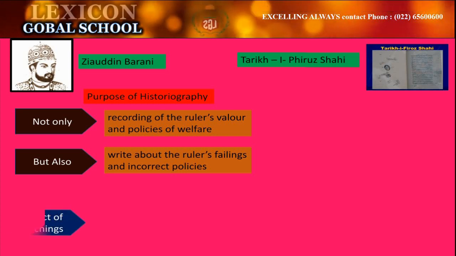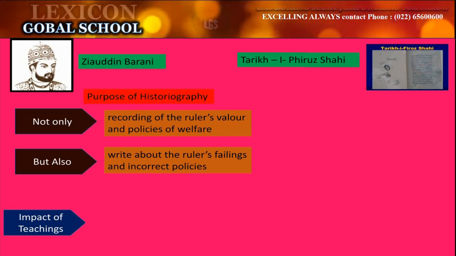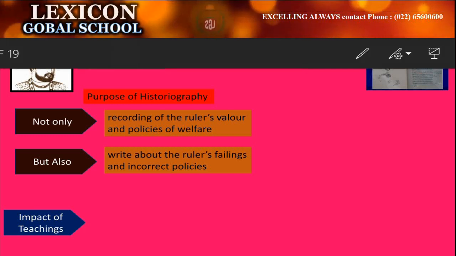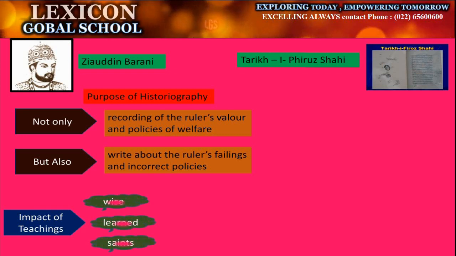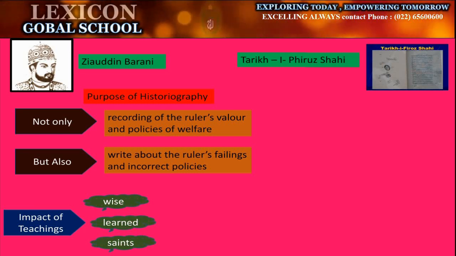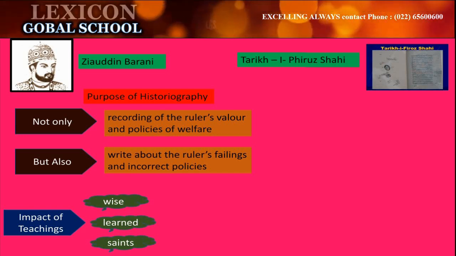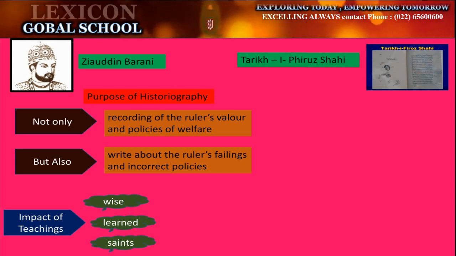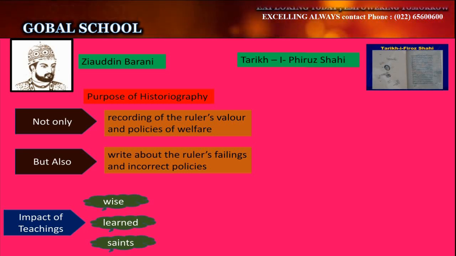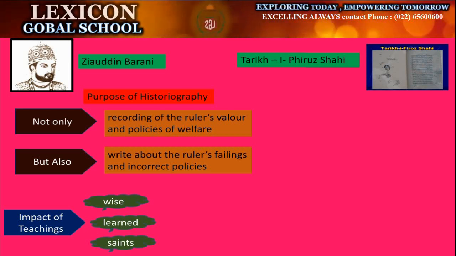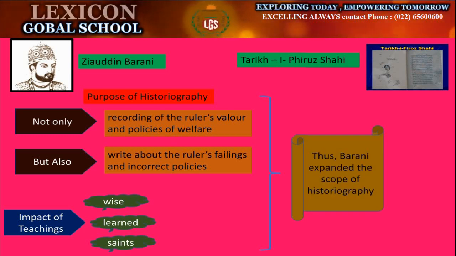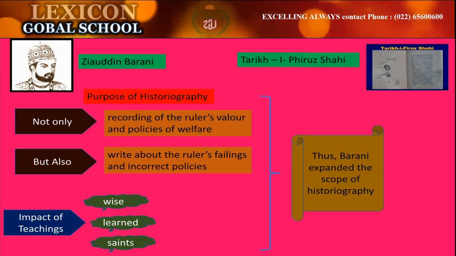And one more thing he mentioned, that history or historiography should also mention the impact of the teachings of the wise, the learned, and the saints on the cultural life of the people. What did he say? That during that particular time there were many wise men, learned men, and saints. All these people were trying to teach the common man. So history must also mention all these people. What was the impact of their teachings on the common man? Because of all these things, Barani expanded the scope of historiography. All such new things he added in the field of historiography.